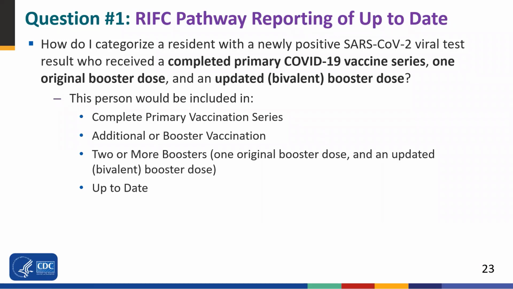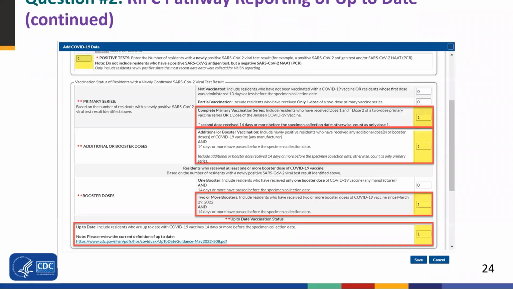And then they would be counted in 2 or more boosters because they had 1 original booster dose and an updated bivalent booster dose. And they would also be included in the up-to-date count. And I believe the next slide will show us a screenshot of how to report this.